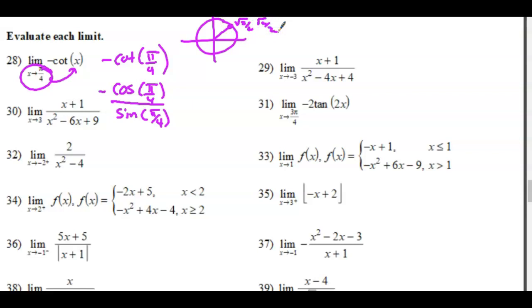So what we end up with here then is negative radical 2 over 2 over radical 2 over 2. Now we could make this hard by trying to simplify this, or we could just realize, oh, they're exactly the same, so they cancel and you're left with negative 1. So the limit exists. By direct substitution, the answer is negative 1.